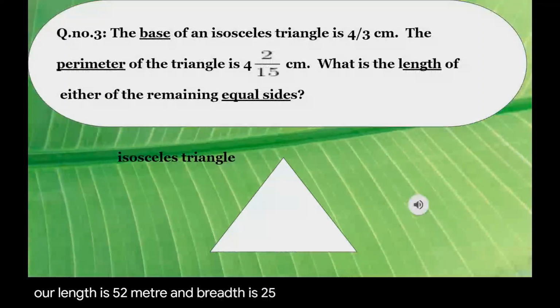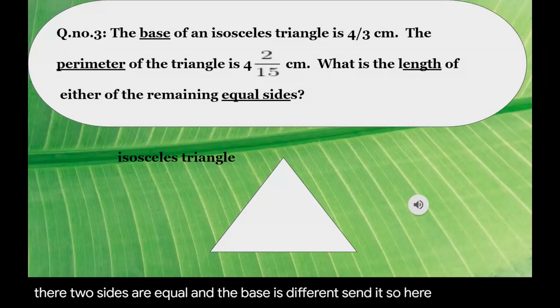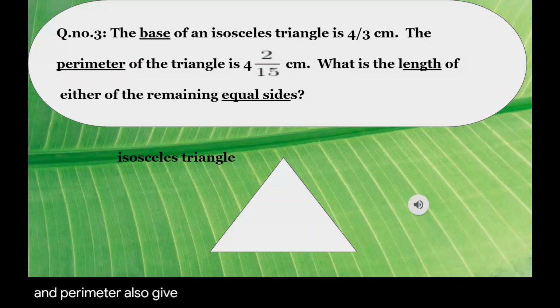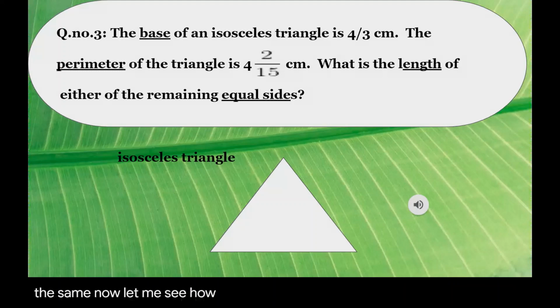Now we can solve question number 3. The base of an isosceles triangle is 4 upon 3 centimeters. The perimeter of the triangle is 4 2 upon 15 centimeters. What is the length of either of the remaining equal sides? What is an isosceles triangle? An isosceles triangle means two sides are equal and the base is different, isn't it? So here the base is given and the perimeter is also given. The perimeter of a triangle means the sum of all three sides. Here also the same. Now let me see how to make an equation.